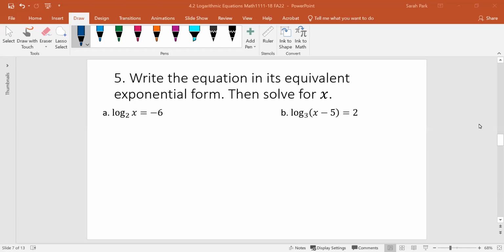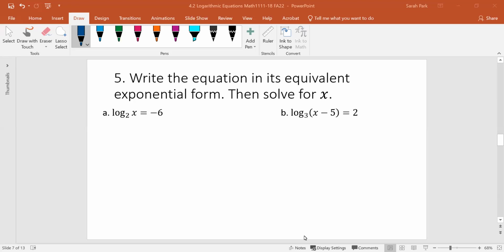All right, welcome back. This is the second video for 4.2 logarithmic functions. Now let's practice again writing the equation of these logarithmic equations in its equivalent exponential form. Then here we're also going to solve for x. This is a preview of what's to come in section 4.4 that we'll look at next time.